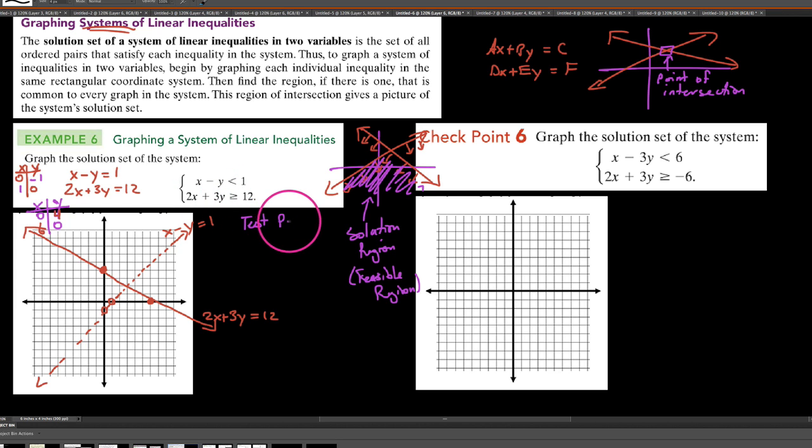So when we test points, we're going to choose points that are not on either of these equations. And so we could see that 0, 0 is on neither of these. So our most convenient candidate is to test 0 and 0. So with respect to our first equation, we have x minus y is less than 1. If you plug in a 0 and a 0, we get 0 is less than 1, which is true.